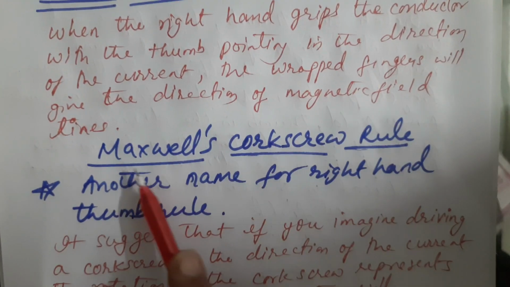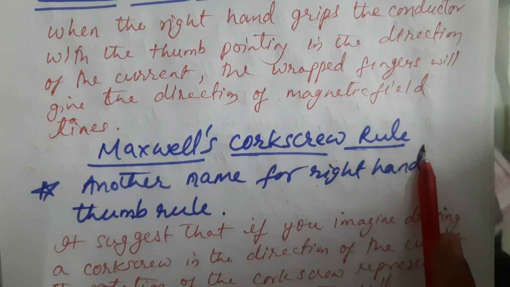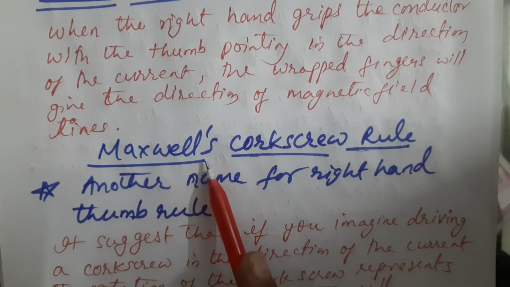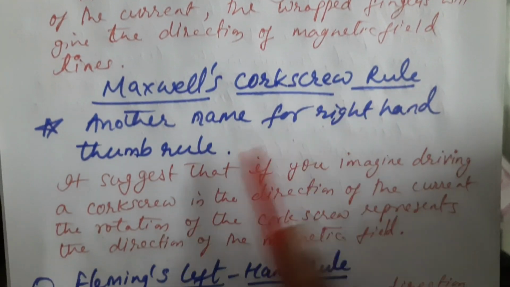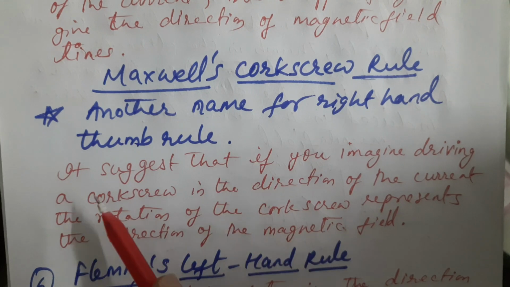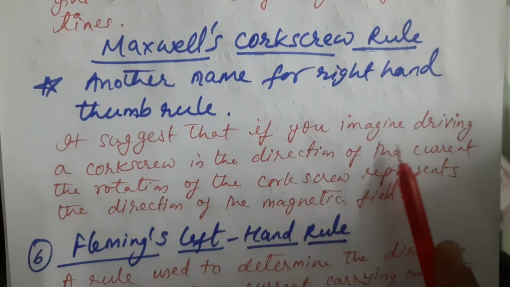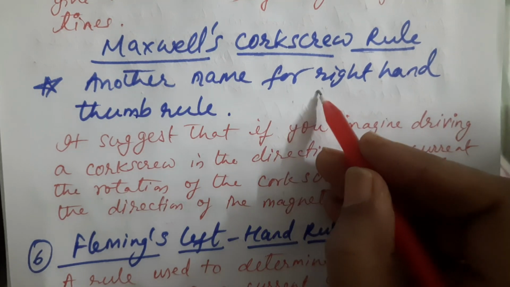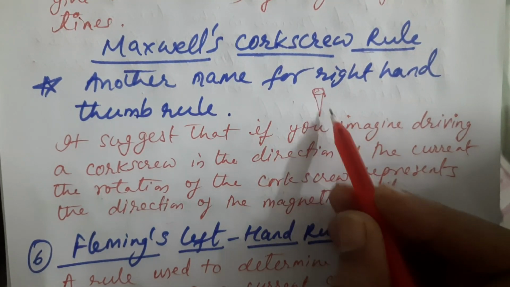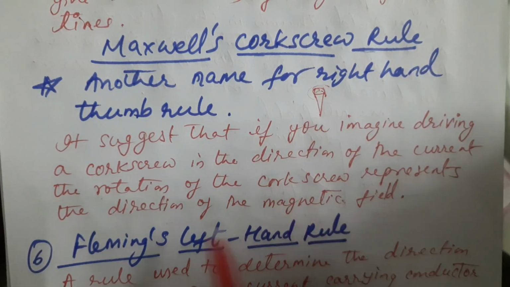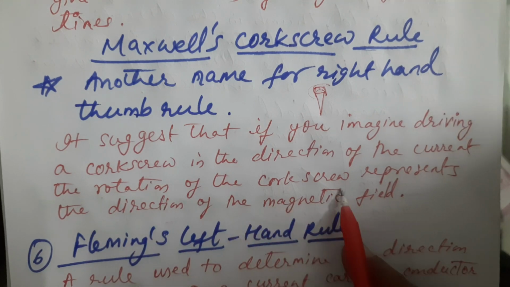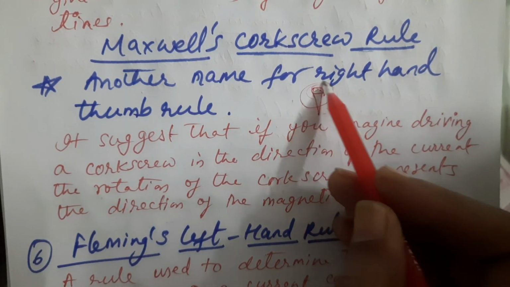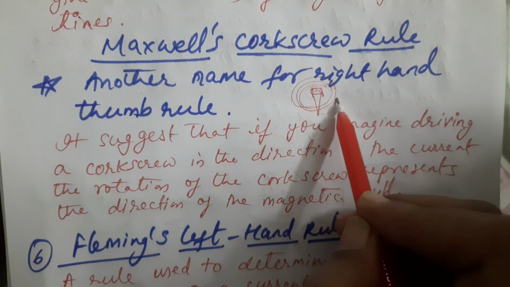This law is also known as Maxwell's corkscrew rule. So sometimes they can ask by using the name Maxwell's corkscrew rule, which is another name for the same rule. It suggests that if you imagine driving a corkscrew in the direction of the current, suppose we are driving a screw in the direction of the current, then the rotation of the corkscrew represents the direction of the magnetic field. This rotation will give the direction of the magnetic field.